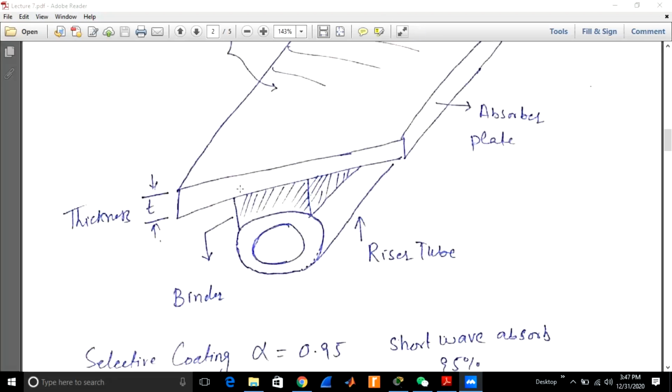So let's start again. The binder is used to connect these two components, and also the conductivity will be high. By conductivity high, it means that it will transfer the total energy absorbed by the absorber plate to the fluid in the riser tube.